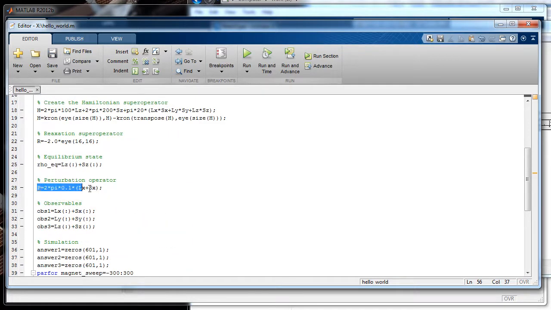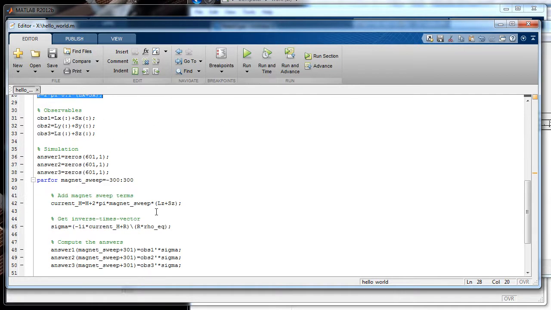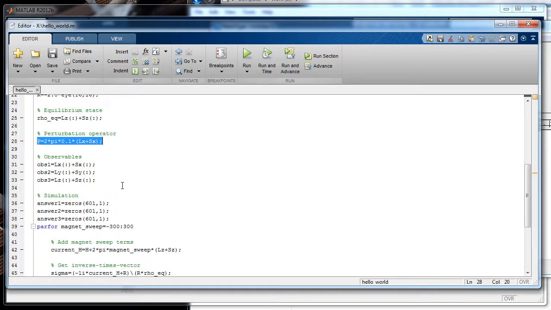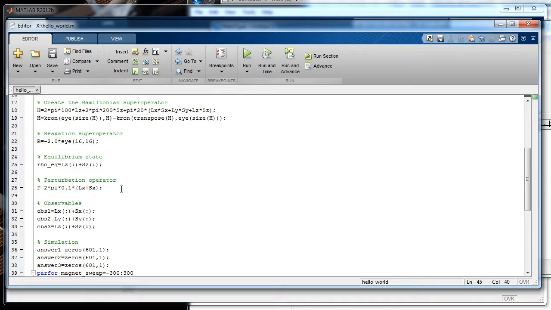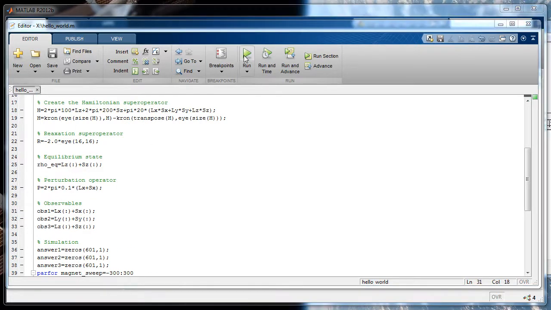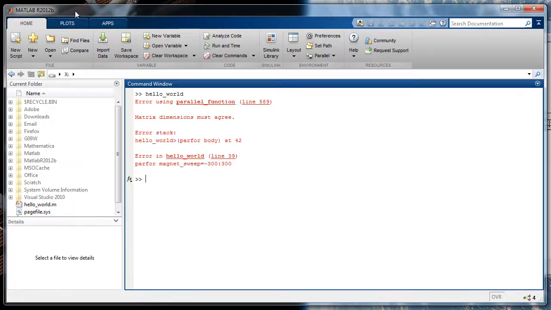Oh yes, the perturbation operator. We have forgotten to add it to the current Hamiltonian, because it's not just the magnet that is swept, but we are also perturbing the system, and so what we need to add in here is also P. Yeah, that is our full Hamiltonian now, and you see MATLAB's syntax highlighter is now in green, and we can run the sequence now. Okay, pressing run, and looking at MATLAB's window, we got a big error here.